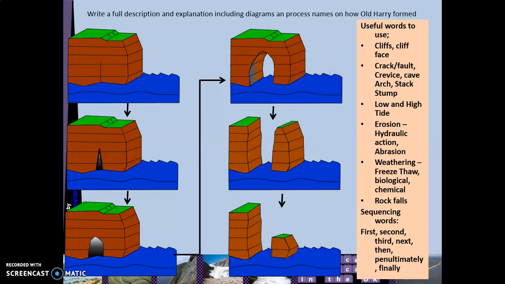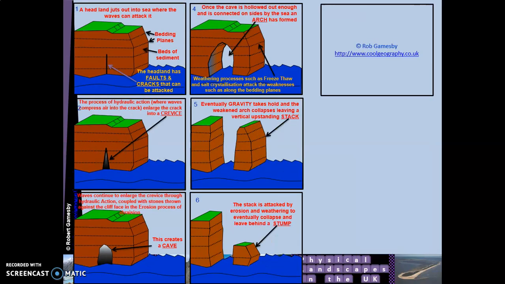So again, this is a 4 to 6 stage process of what's going on. You can see here we've got 6 images because it makes it a bit easier to split it into 6. And you've got 6 things going on to create these caves, arches, stacks and stumps. The stages are quite simple, and what you'll see is that the one leads on to another quite nicely.